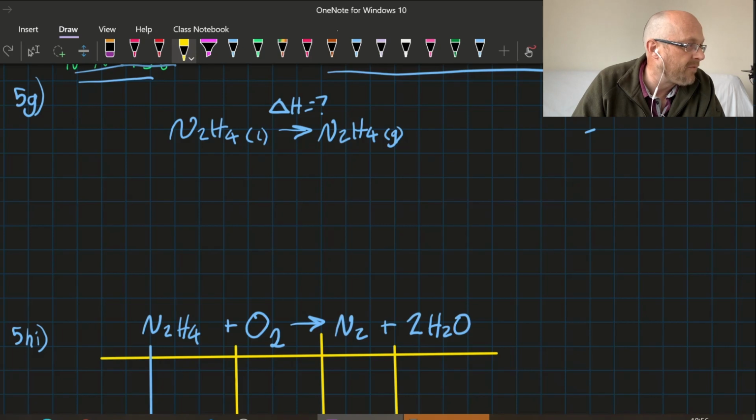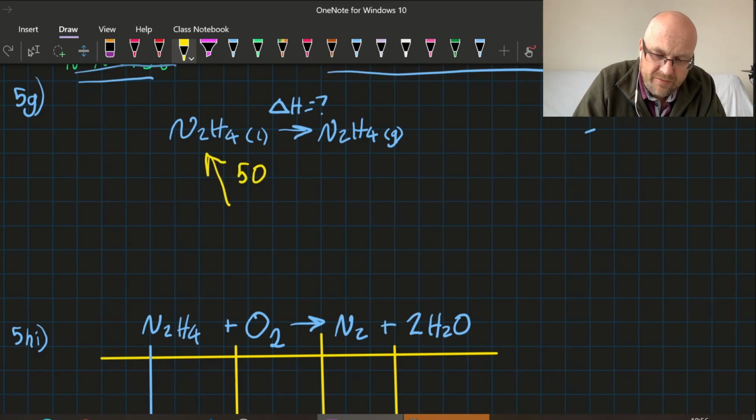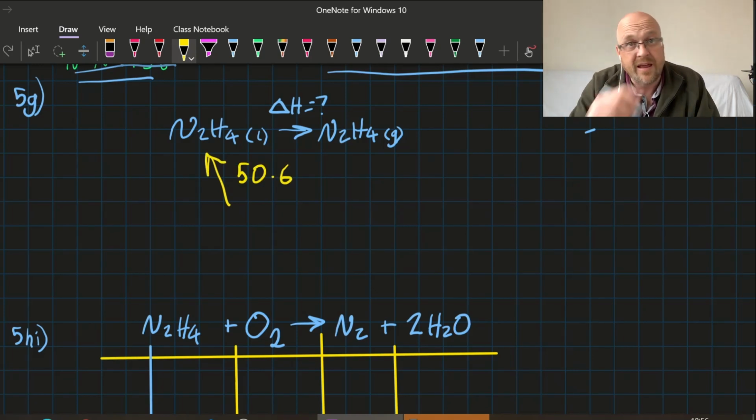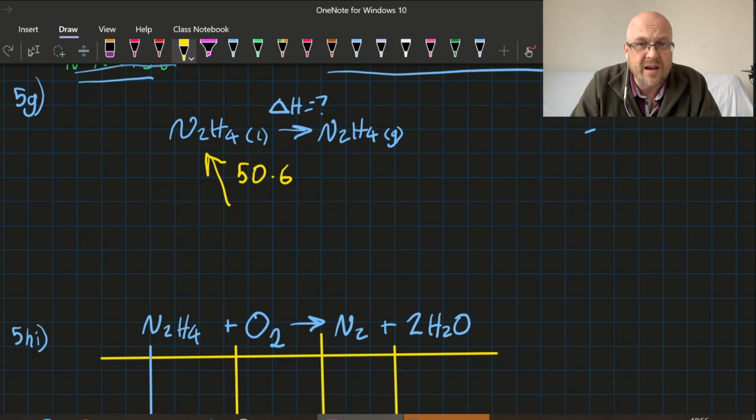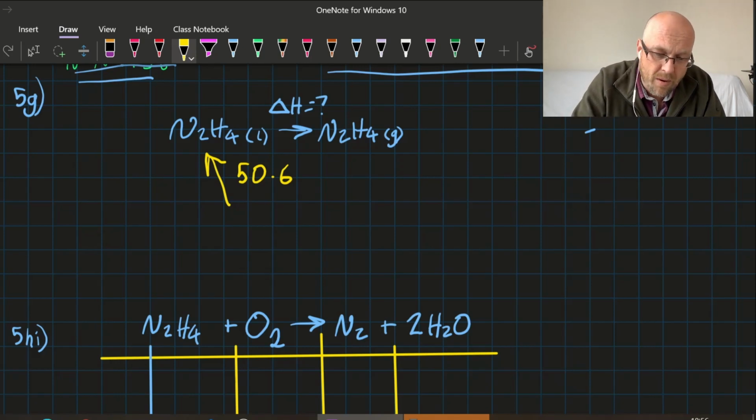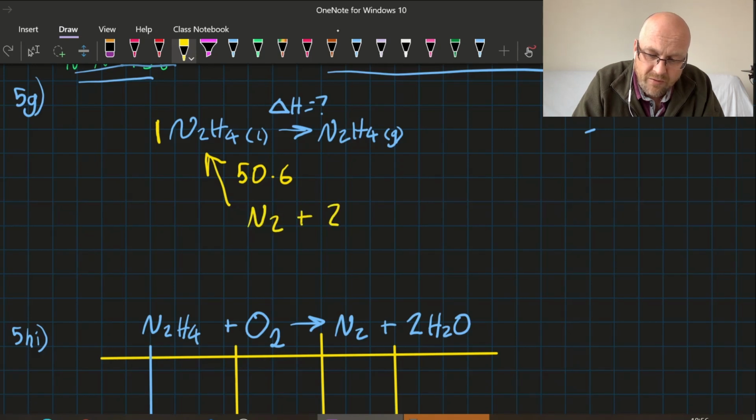The standard enthalpy of formation is 50.6. So making 1 mole of that chemical is 50.6 kilojoules. Standard enthalpy of formation is the energy change when you make 1 mole of a substance from the elements in their standard state. So the standard state is going to be N2 for nitrogen and a couple of H2s.